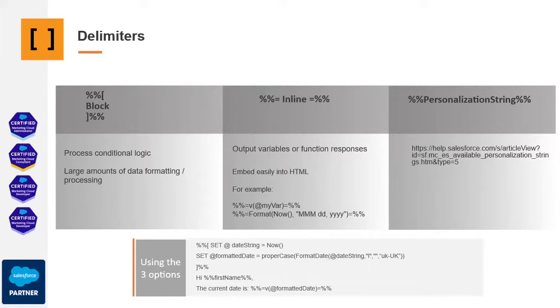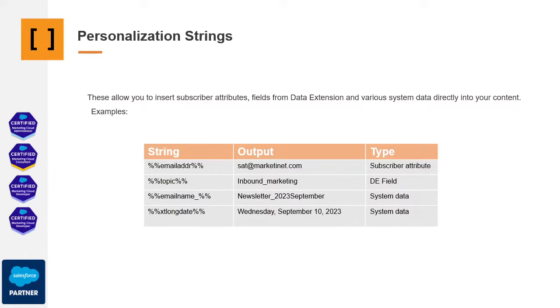Diving a bit deeper into what we've mentioned about personalization strings, this allows for the inclusion of subscriber attributes. These are identified within the information that Marketing Cloud has stored about the subscriber, or fields from the sendable data extension we are using, as we've mentioned earlier in the previous slide. Here are some examples. Email address, which is a subscriber attribute and represents the email of that subscriber. Then, there's a field, for instance, a topic like inbound marketing. This would be a field from a data extension, as indicated in the slide.